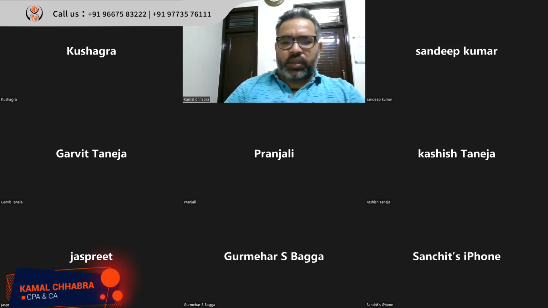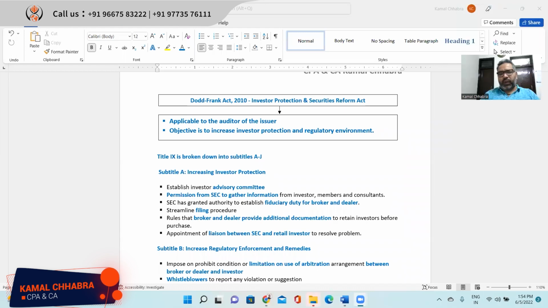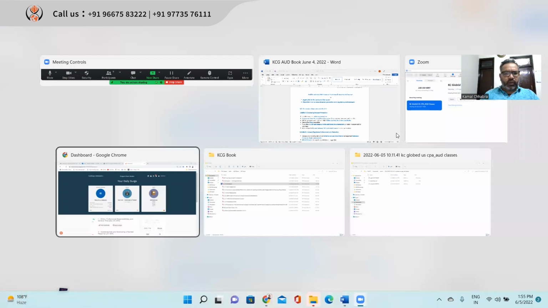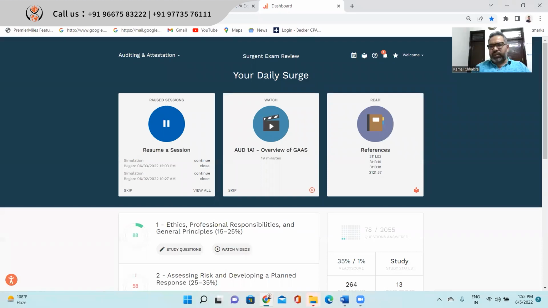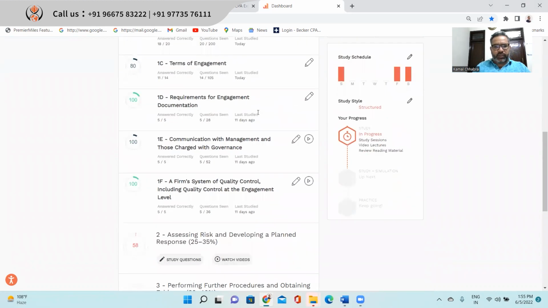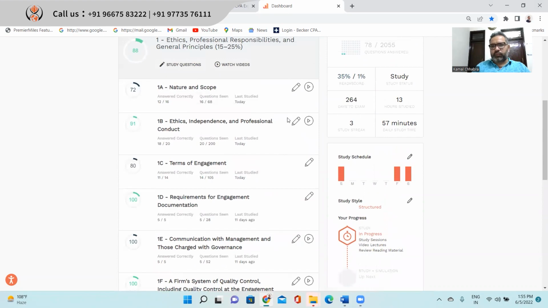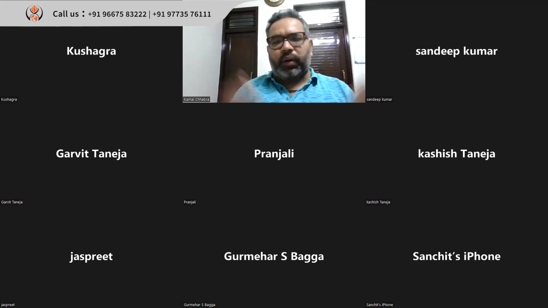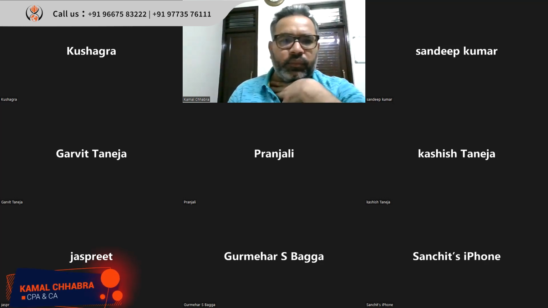Absolutely true. The Dodd-Frank Act, I have not seen it highly tested in the exam, but it's part of your blueprint. So we have covered it in detail. But to be very honest, in my exams or in Surgent material and other AICPA material, I have not seen very much testing. But you can go ahead and do some practice in this. Sir, it is better to at least give one reading. Yes. You should know what regulatory environments are there, right? Make sense? Yes, sir, agreed.